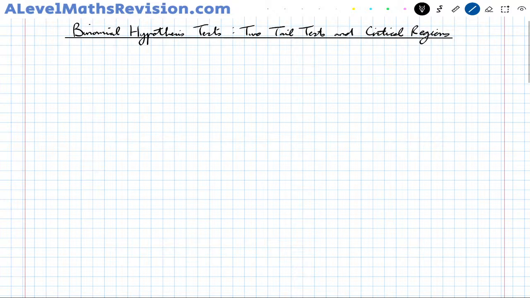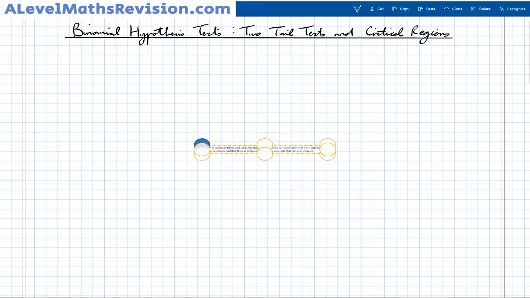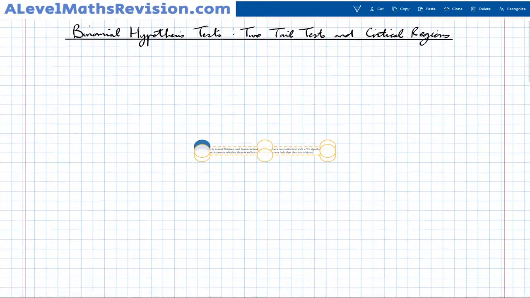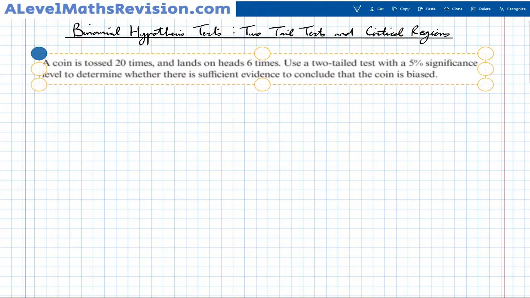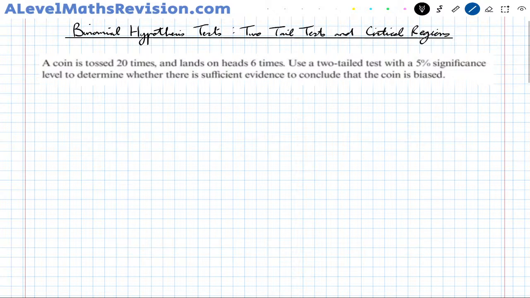So what I'm going to do today, as promised, is binomial hypothesis tests, but now looking at two-tailed tests and critical regions. So let's give an example of a two-tailed test. So this one here, a coin is tossed 20 times.